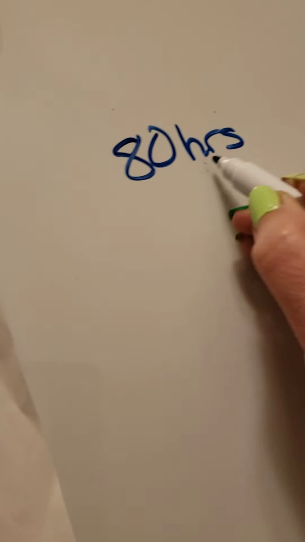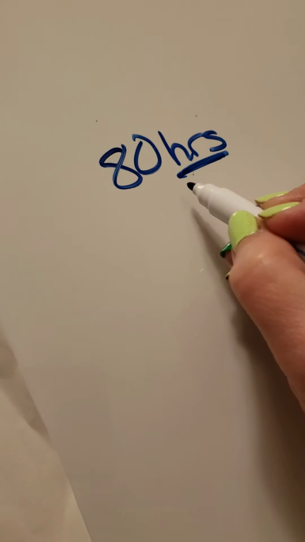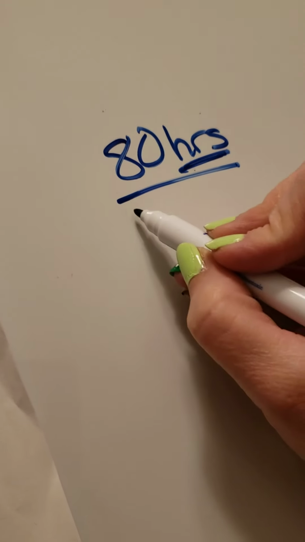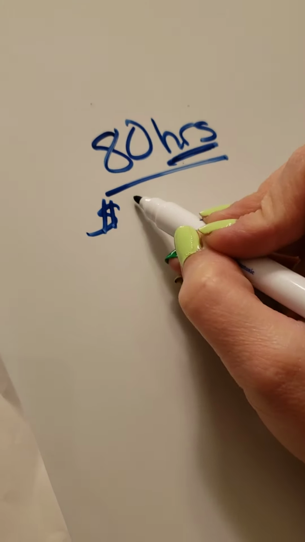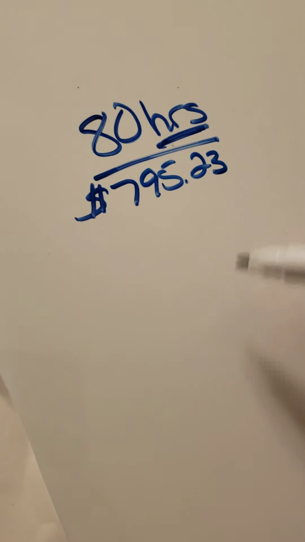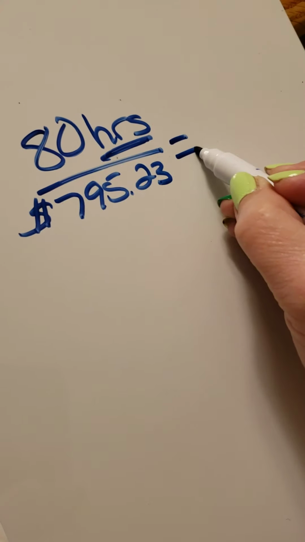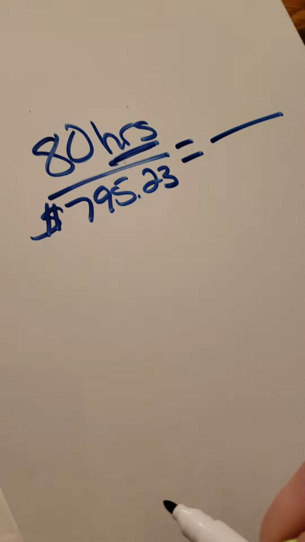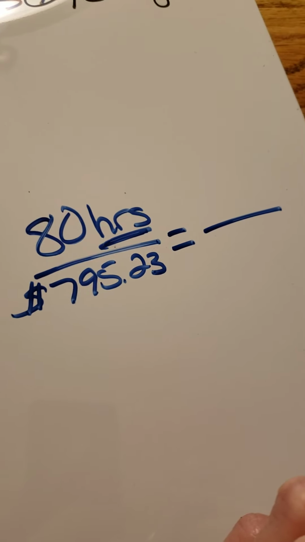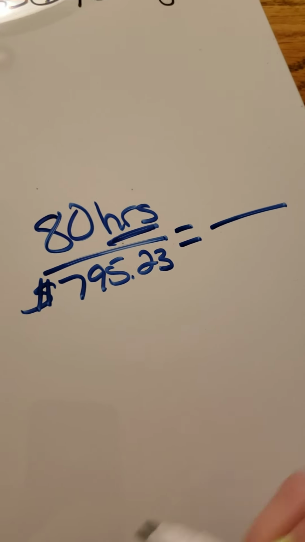So we're going to do 80 hours. Okay, notice I'm writing hours down. Okay, and when you work 80 hours, your paycheck is $795.23. Still setting up as cross multiplying and dividing. Okay, how much would your paycheck be if you work 55 hours?